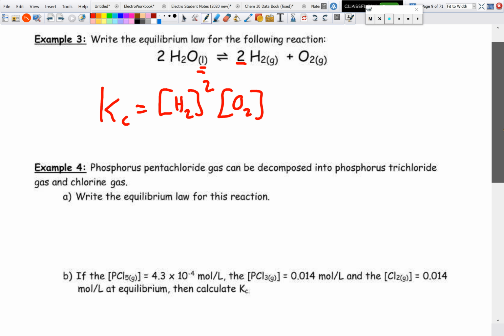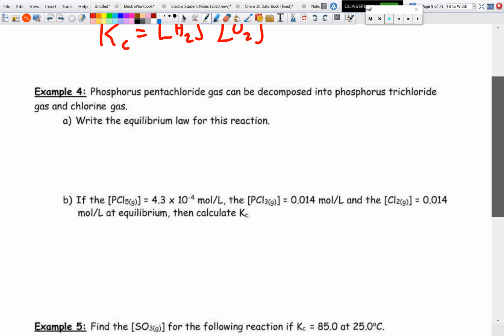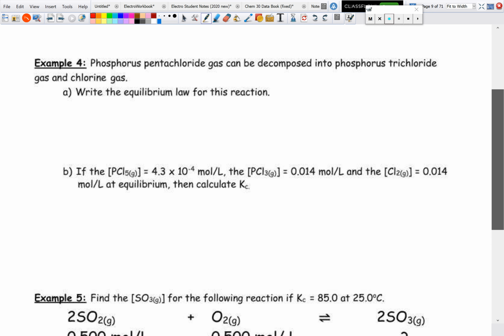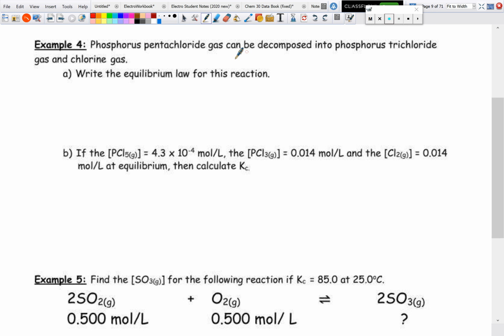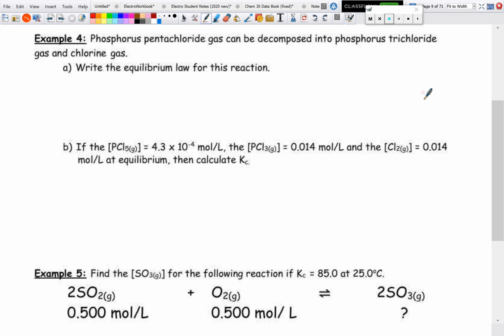So just a few more. Now this right here is actually going to be writing the equilibrium law and of course plugging in some values. Phosphorus pentachloride gas can be decomposed into phosphorus trichloride gas and chlorine gas. So write out the equilibrium law for this reaction. Of course, we will need to have our balanced chemical equation first, so try that one, and then if there are concentrations there, plug everything in. I actually want you guys to try this one on your own. So pause the video and see if you can get the reaction and of course put everything down here. And I'm going to put up the answers in 3 seconds.